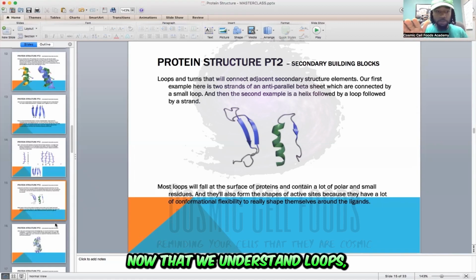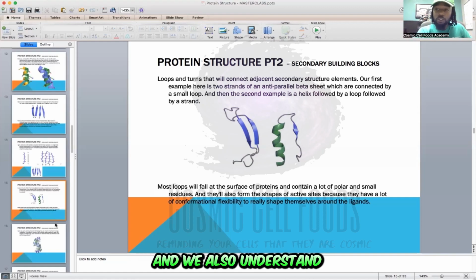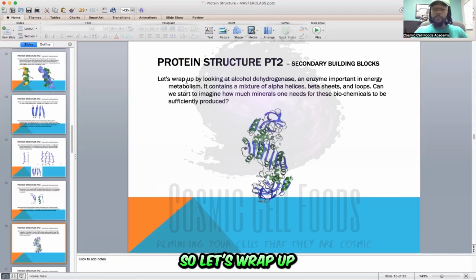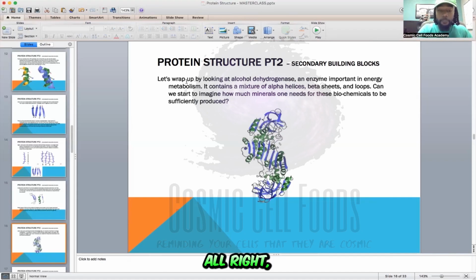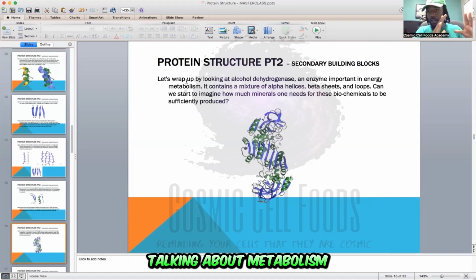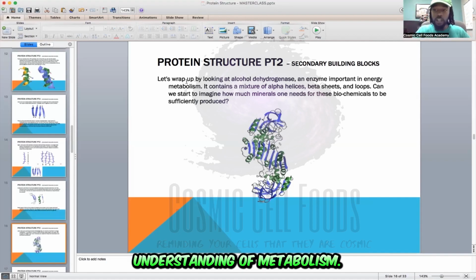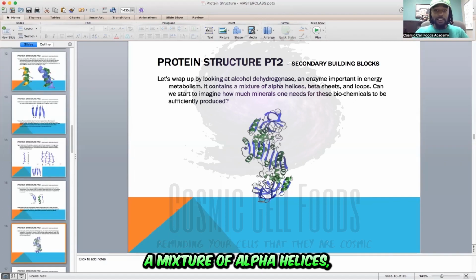Now that we understand loops, we understand beta strands, how they're formed, understand beta sheets, and we also understand alpha helices. So let's wrap up the secondary building blocks by looking at alcohol dehydrogenase, an enzyme important in energy metabolism. All right. Metabolizing energy. So when we eat food, catabolism, anabolism, which I broke down on Instagram, go back and look at that video if you haven't seen it. It's a picture talking about metabolism, explaining the true understanding of metabolism. So looking at alcohol dehydrogenase, it contains a mixture of alpha helices, beta sheets, and loops.